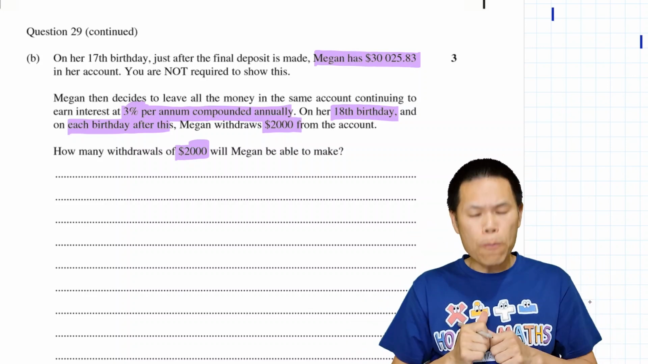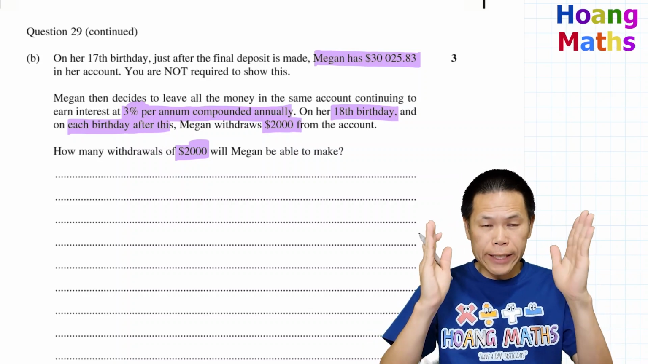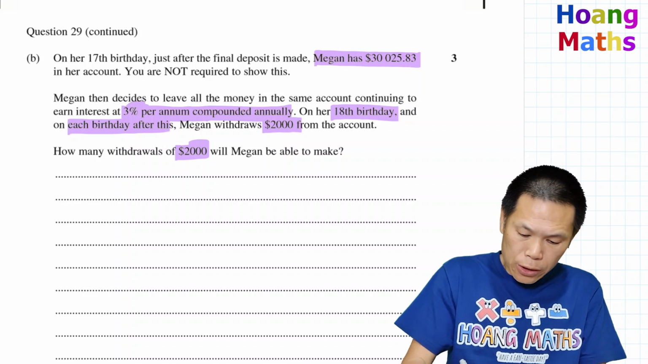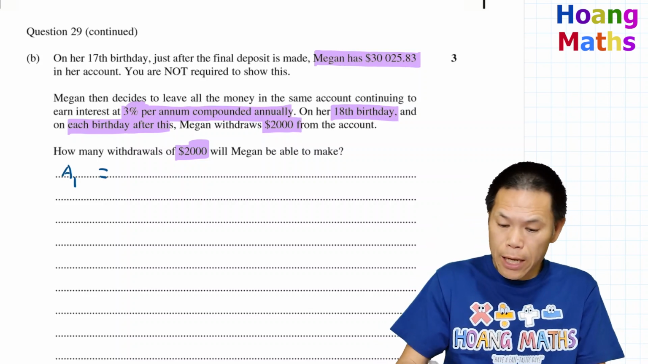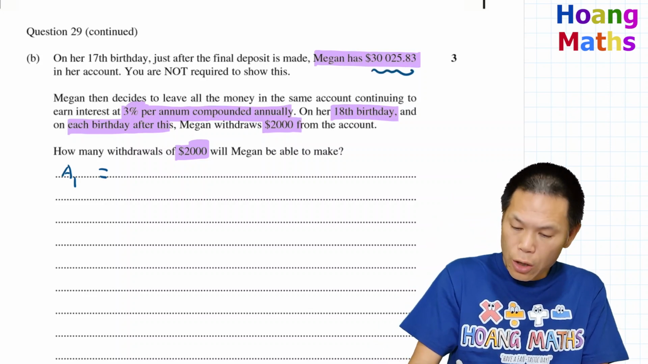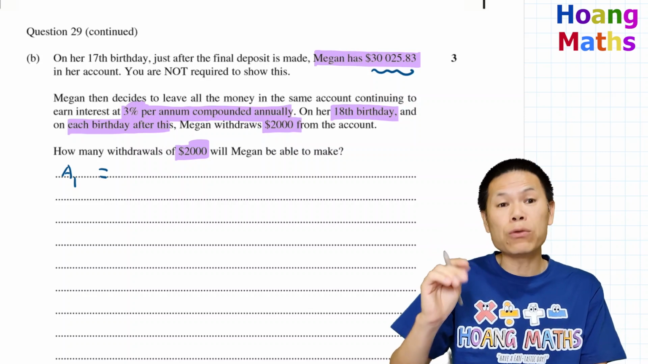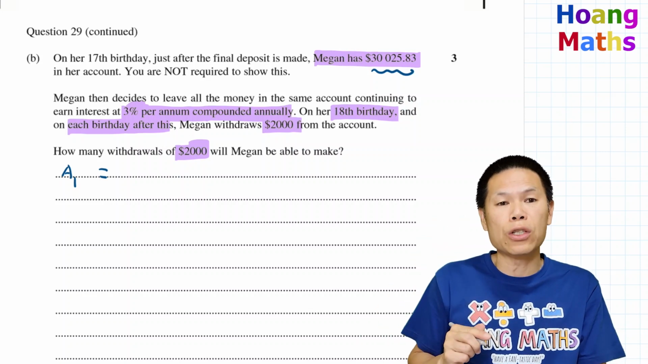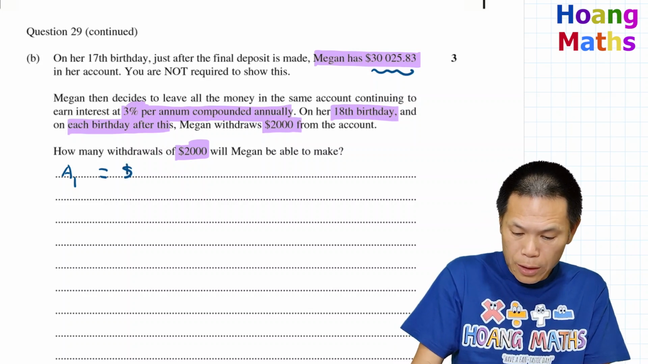So first of all, let me make A1 her 18th birthday. Okay. On her 18th birthday, that starts from A1. On the 17th birthday, she had this amount. So obviously on the 18th birthday, she will have that amount plus 3% interest on top. So therefore, the final amount is this.